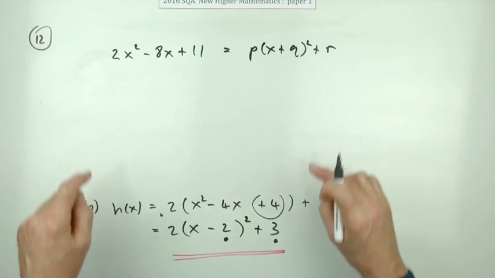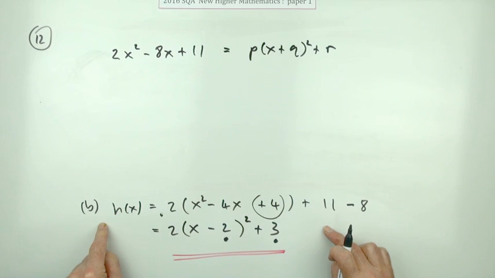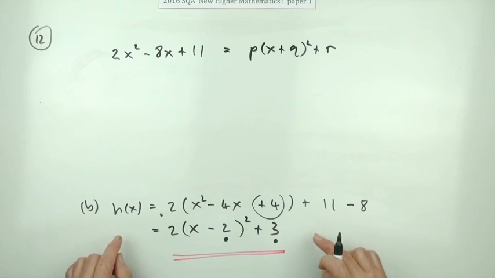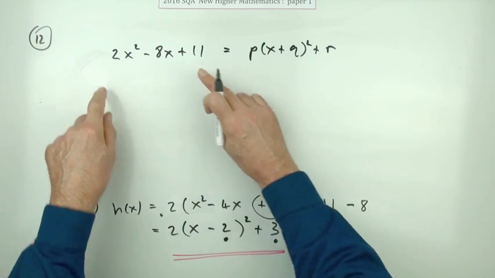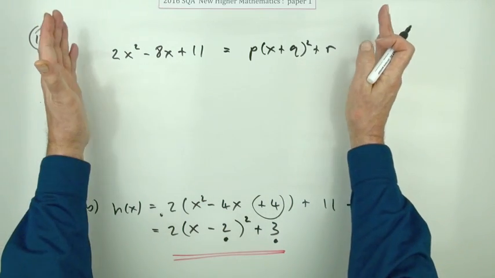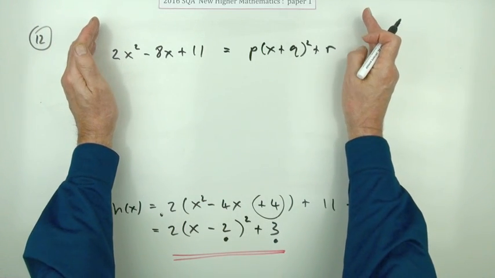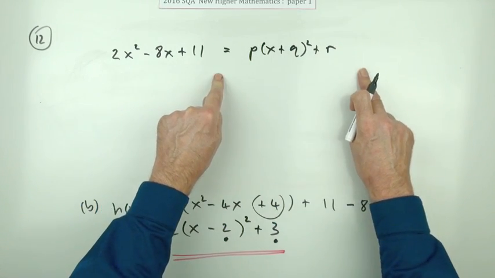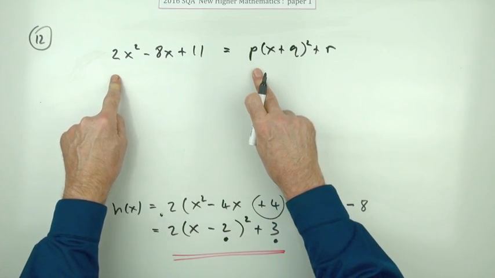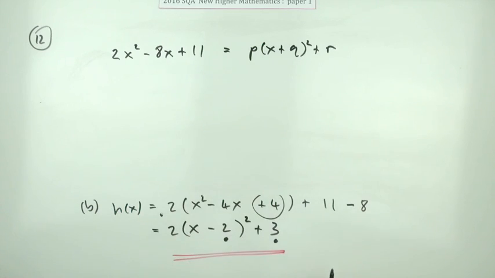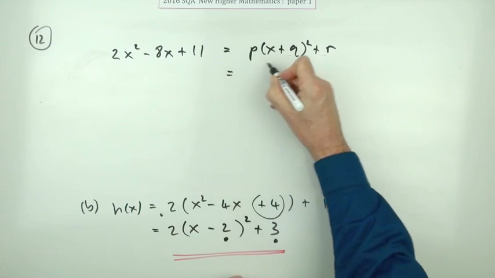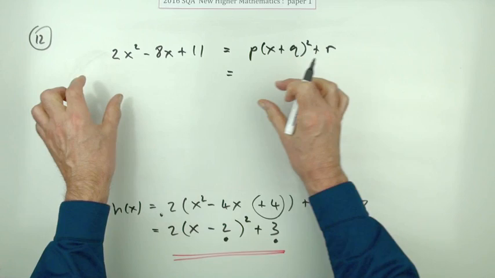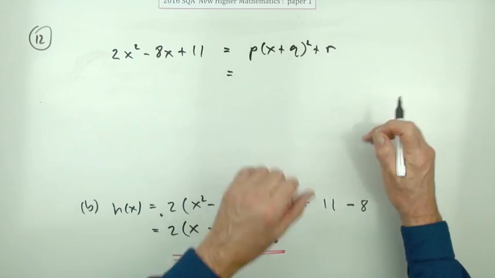Now there is another way to do part B, which hardly anybody would do, which is to say, if that's to be written into this form, then this is going to be an identity. This isn't an equation to solve. So corresponding terms must be the same. The x squared terms must be the same, the x terms and the constants must be the same. So if you expand this to look like that, you can equate the corresponding coefficients.